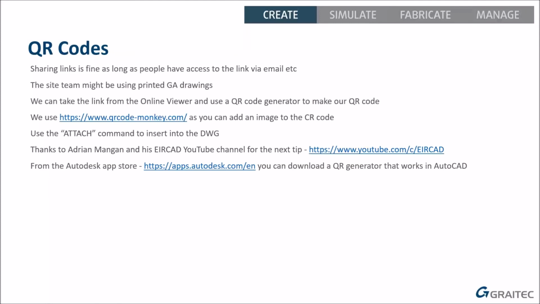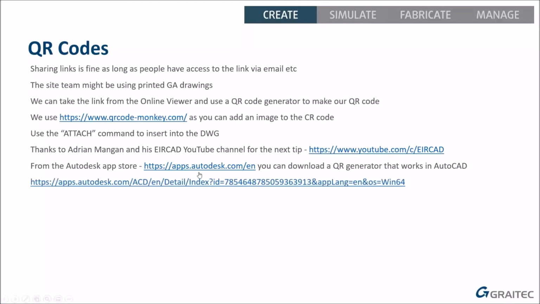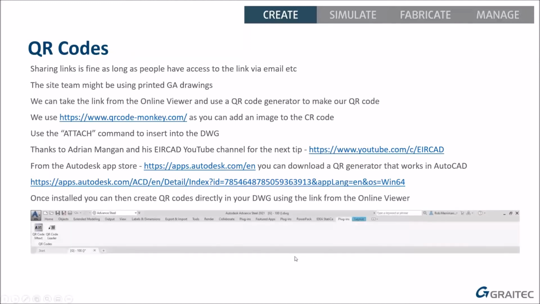From the Autodesk App Store, you can actually download a QR generator that works inside AutoCAD. Because Advanced Steel is built on top of AutoCAD, it will work inside Advanced Steel. So there is the link to the QR generator that Adrian uses, and I've tested it today and it does work. Once you've installed it, you can create QR codes directly in your DWG using the link from the online viewer. So you get a new plugins tab and you've got your QR code.